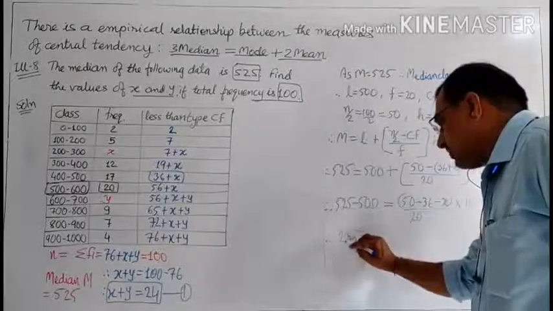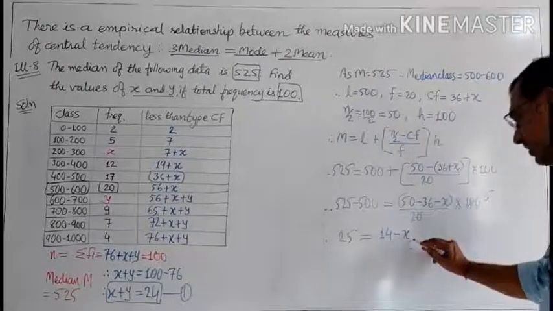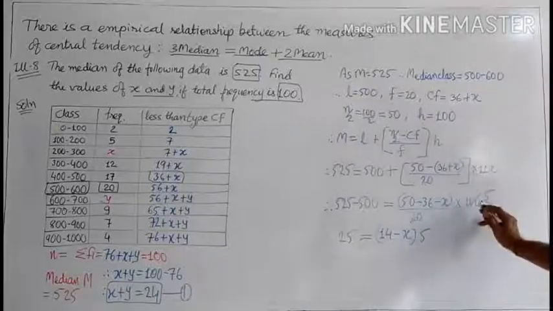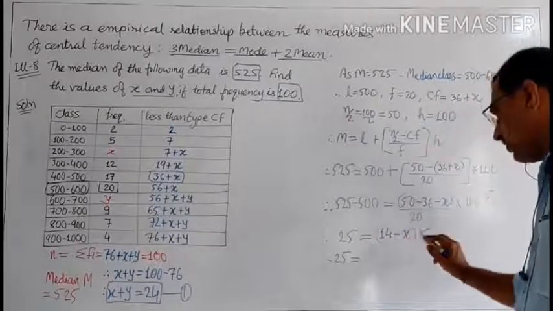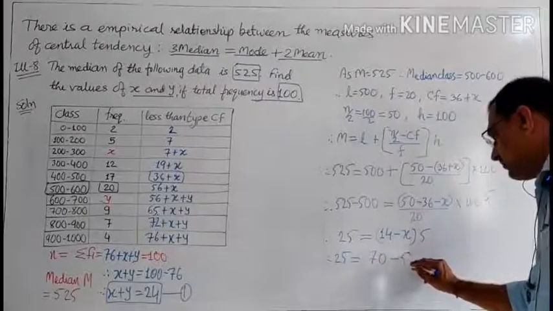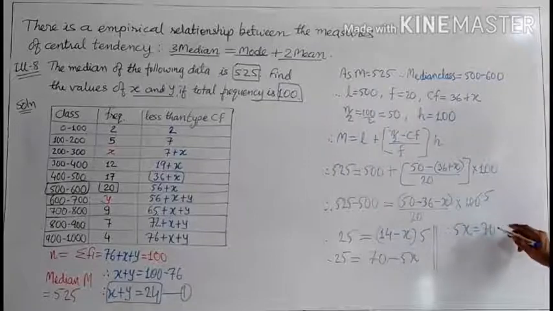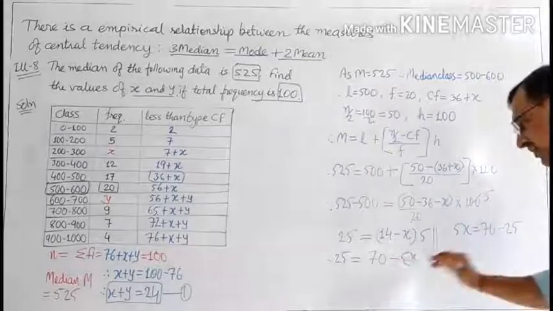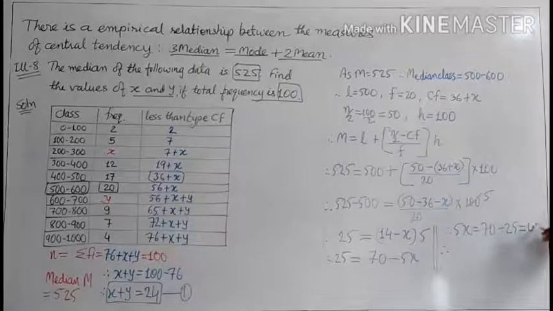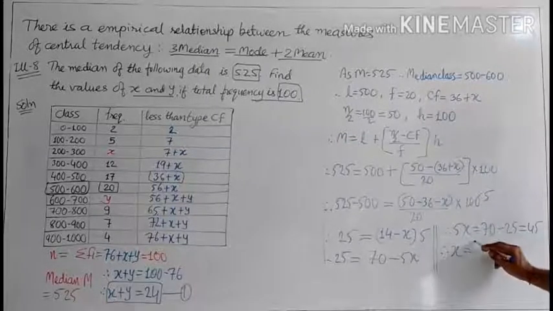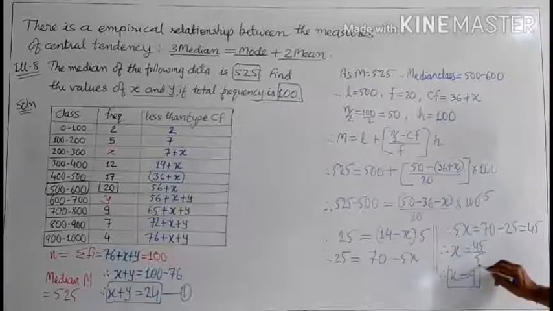25 is equal to 50 minus 36, that is 14, minus x, multiplied by 5. Therefore 25 is equal to 14 fives are 70, minus 5x. Therefore 5x is equal to 70 minus 25, that is equal to 45, and therefore x is equal to 45 divided by 5. So x is equal to 9.